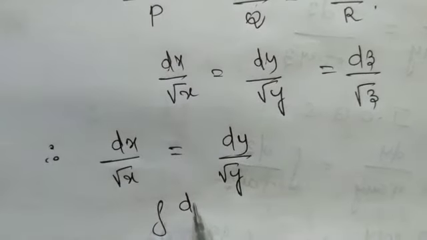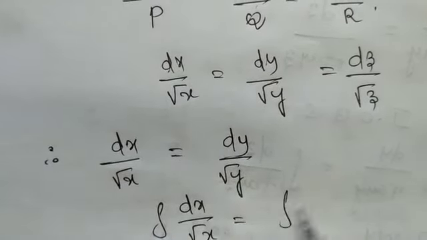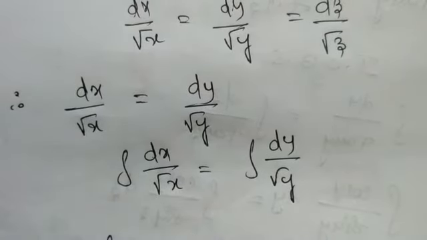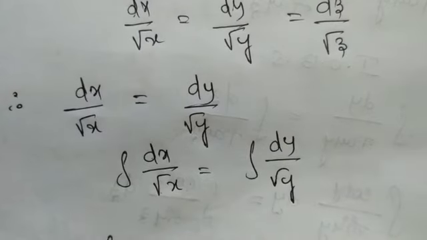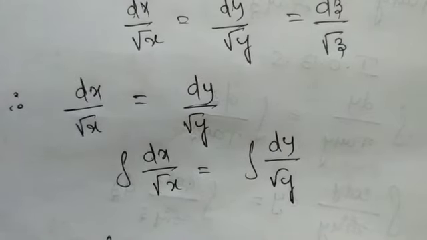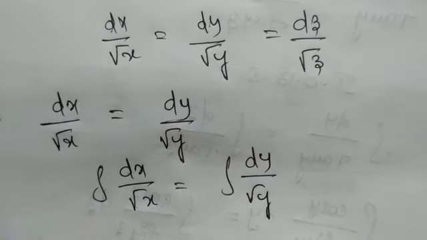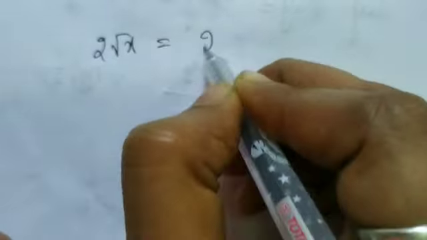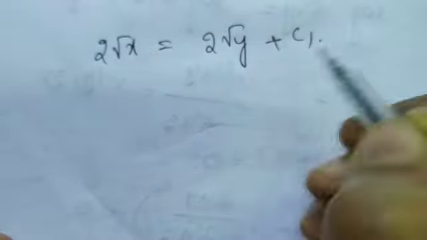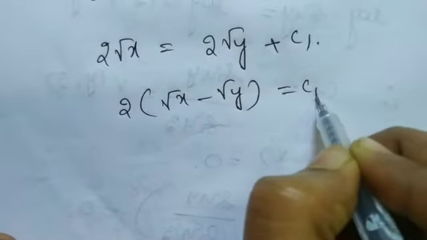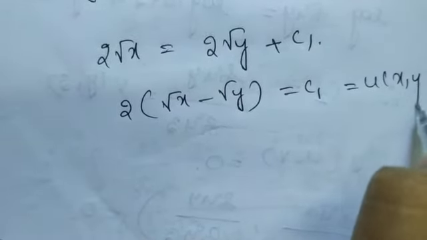Integration of dx by root x equal to integration of dy by root y. Integration of 1 by root x is 2 root x. Therefore 2 root x equal to 2 root y plus c1. So 2 into root x minus root y equal to c1. That is u of x comma y.